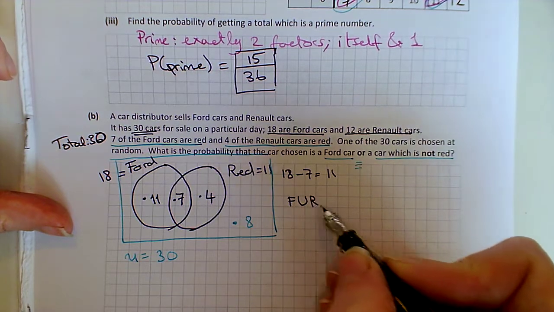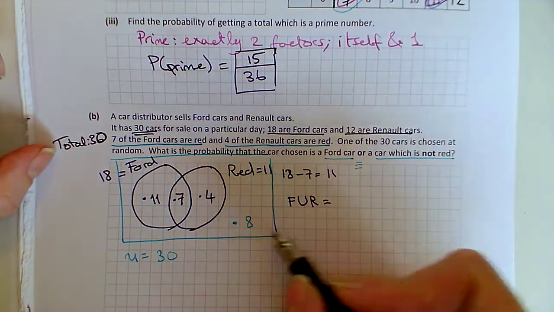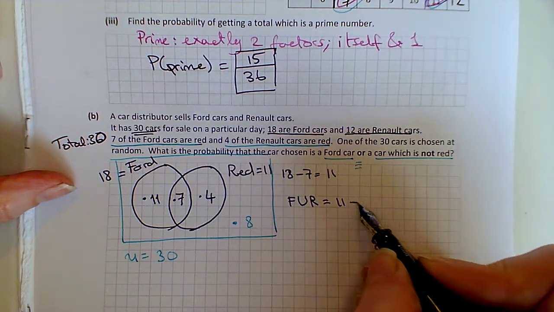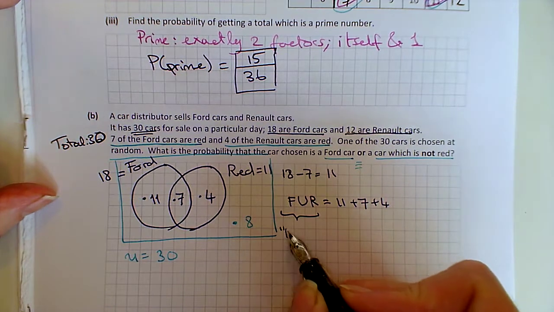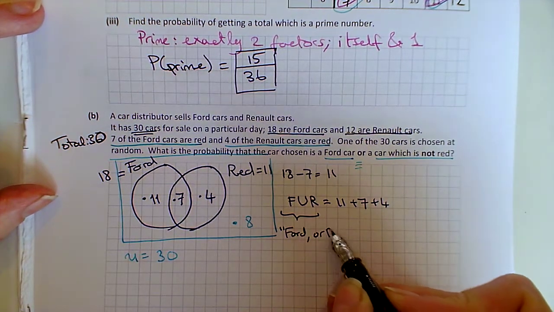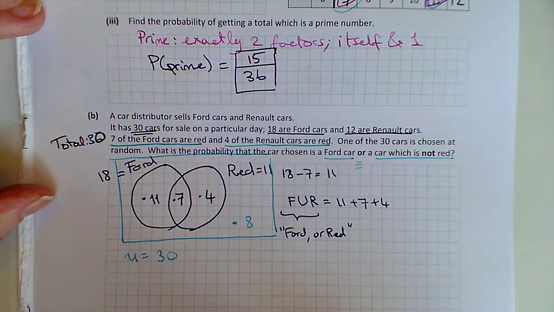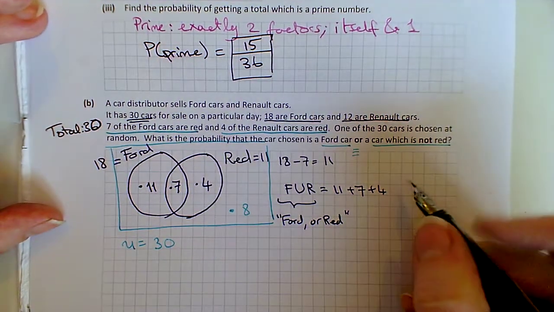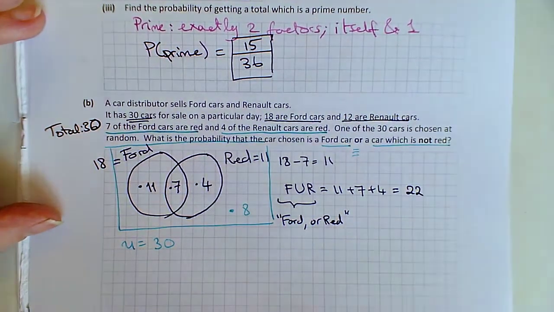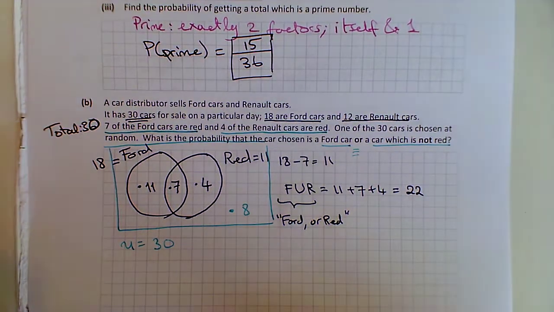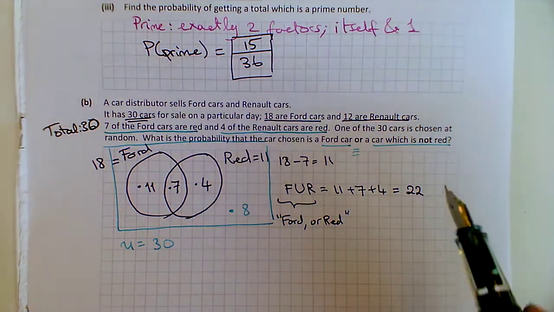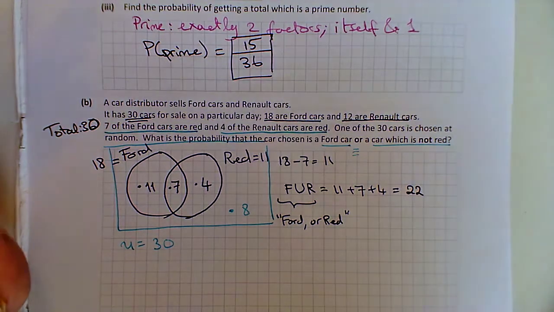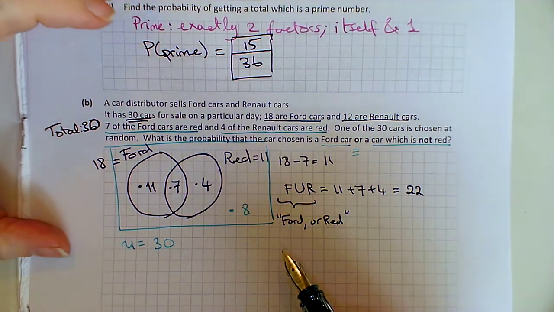Ford or red is going to be 11 plus 7 plus 4. Let me write that in English as well. Ford or red. Union and or are the same thing in set notation. So that is 22. So the Venn diagram helped me work that out, but that's not the only way of doing it. That's Ford or red, which was not what I was asked for actually. I was asked for Ford or not red.